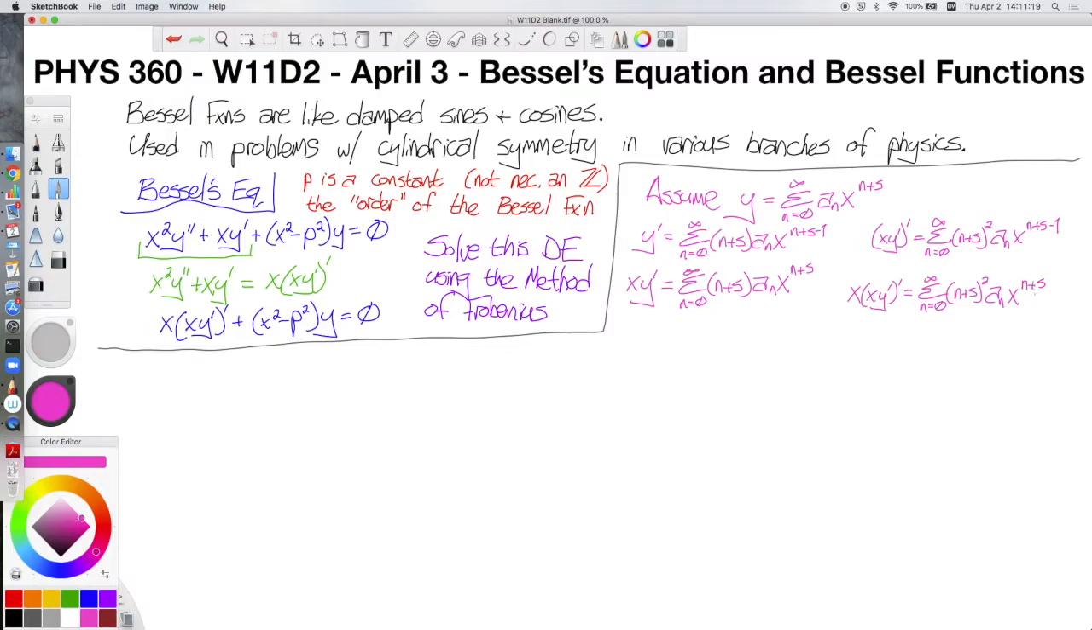So now we're ready to make the method of Frobenius table that we've made before, where our lowest power of x is going to be x to the s. So let's make that table.